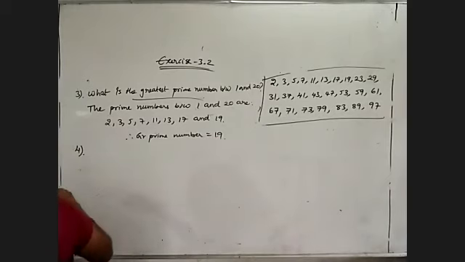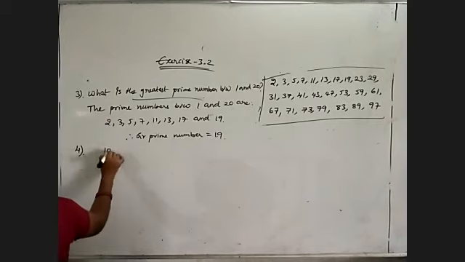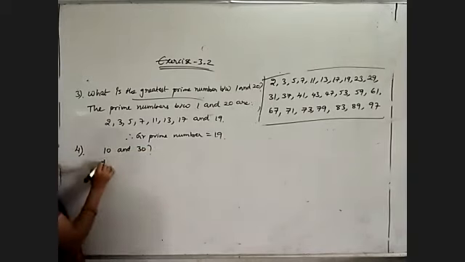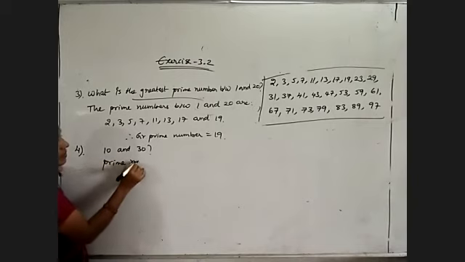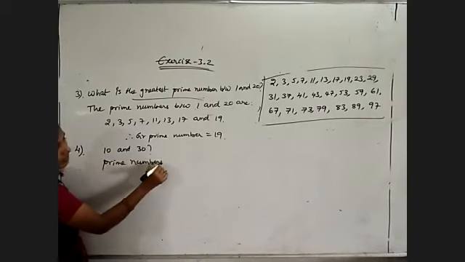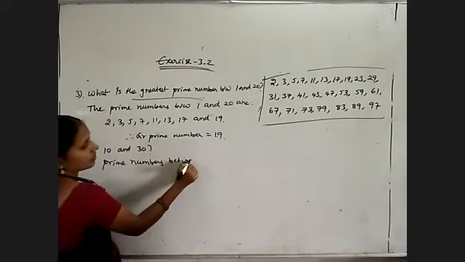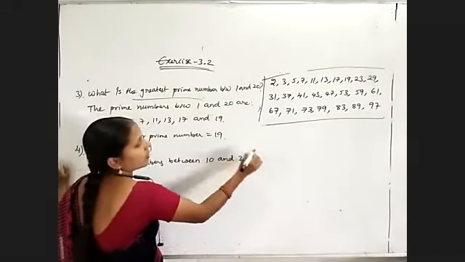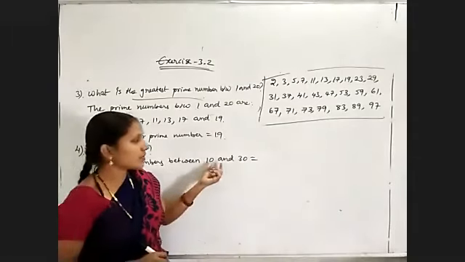Okay. Now my fourth question is, find the prime and composite numbers between 10 and 30. Prime numbers or composite numbers we need to write. The prime numbers between 10 and 30 are equal to the following. What are the prime numbers between 10 and 30?